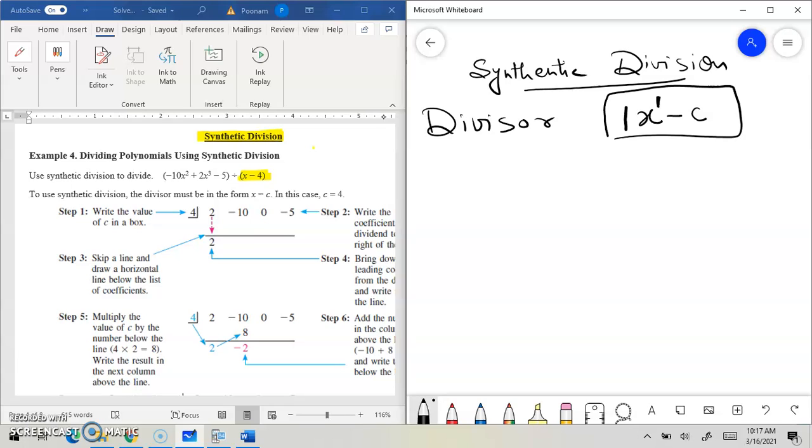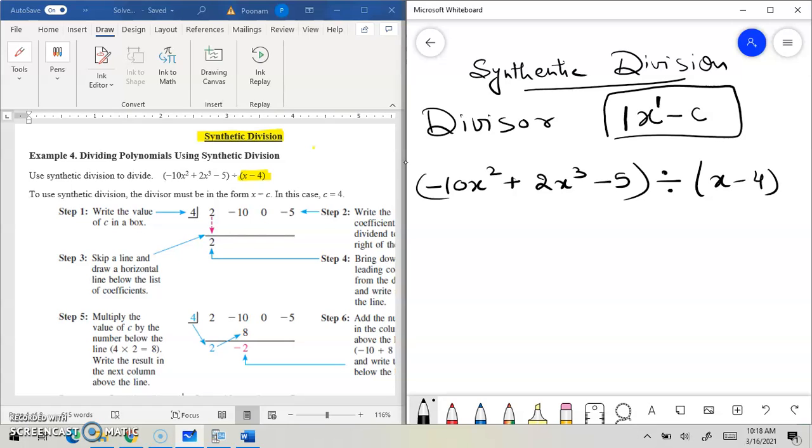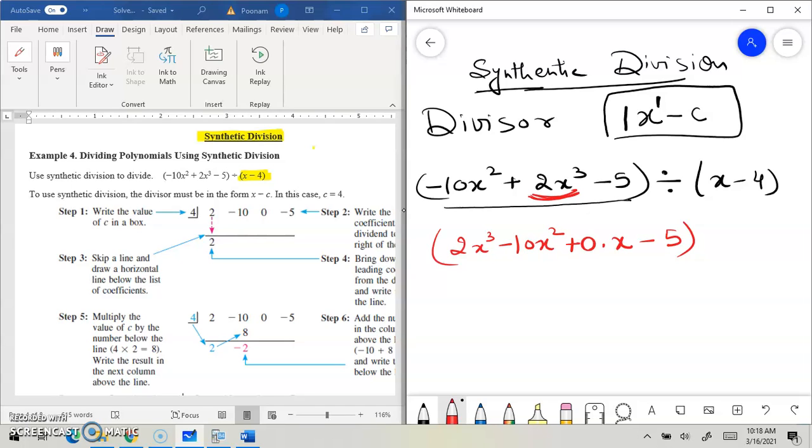So let's see what we have to do. We have to divide negative 10x squared plus 2x cubed minus 5. We have to divide this by x minus 4. We are going to use the synthetic division in this. The first step again is to write this into the standard format. That means starting from the highest power of x, highest power term. So that is 2x cubed minus 10x squared. The x term is missing, so I'm going to write 0 times x minus 5. Okay. This has to be divided by x minus 4.